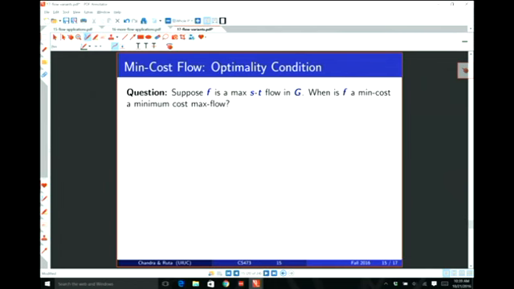Okay, how do you know whether a flow is a maximum flow or not? In the residual graph, there cannot be any path from S to T. So now we did that. We found a maximum flow, and there is no path from S to T in the residual graph. But how do we know it's a minimum cost flow? There could be a better flow in terms of cost, even though the value of the flow is the same. How can I check? And there's a very simple condition.